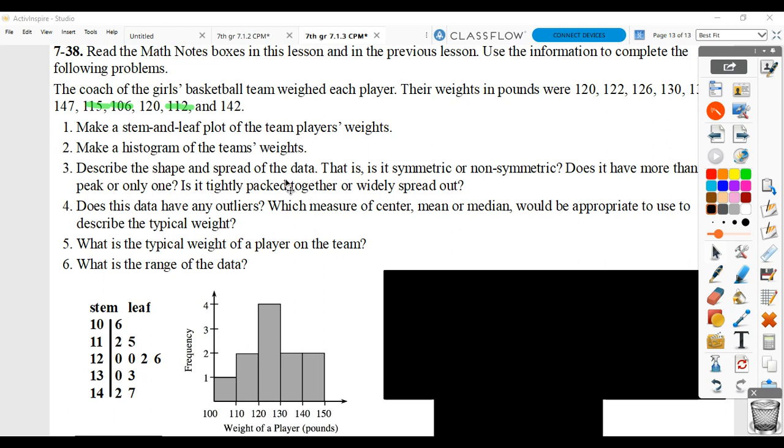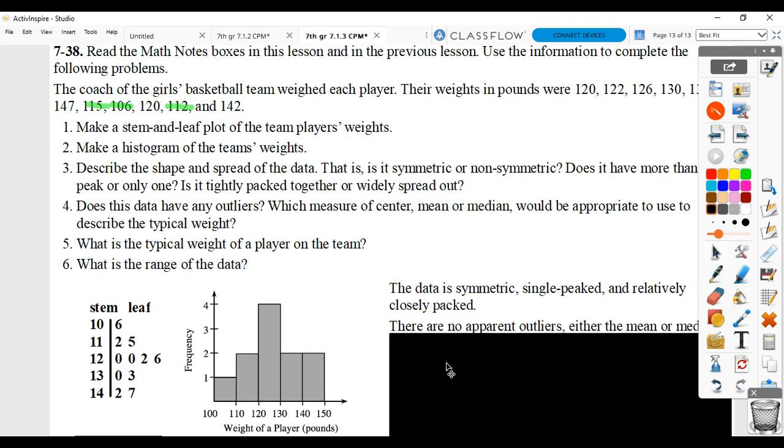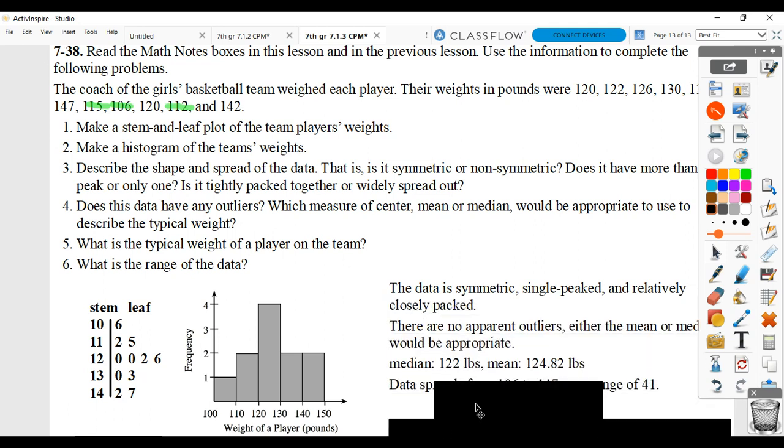Then they want you to describe the shape and spread of the data. Is it symmetrical or non-symmetrical? Does it have one peak or many peaks? Is it tightly packed together or widely spread out? So first of all, what do we notice about it? Well, we notice that the data is symmetric. Now, what do we mean by symmetric?